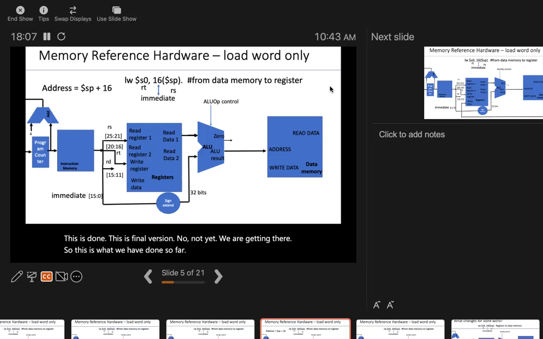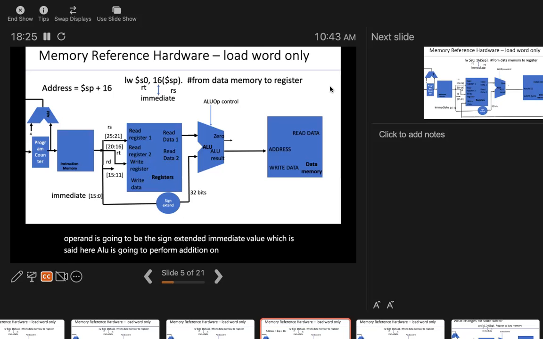RS is fed to read register 1 so that the RS value comes out into the ALU. That's our first operand. The next operand is going to be the sign extended immediate value, which is fed here. The ALU is going to perform addition on it.